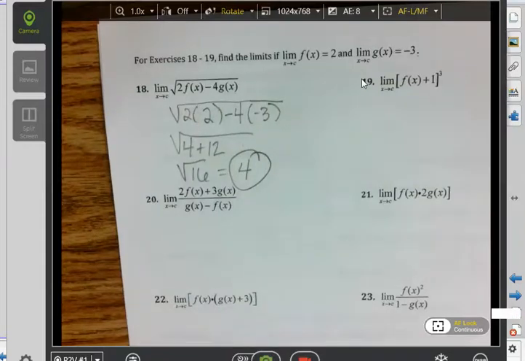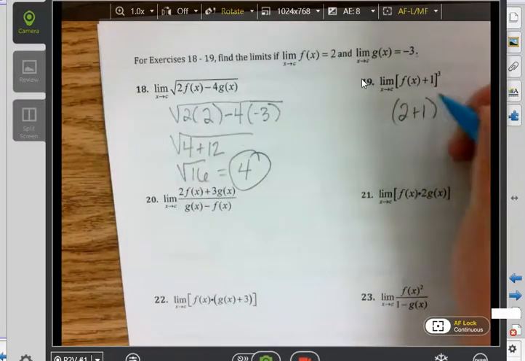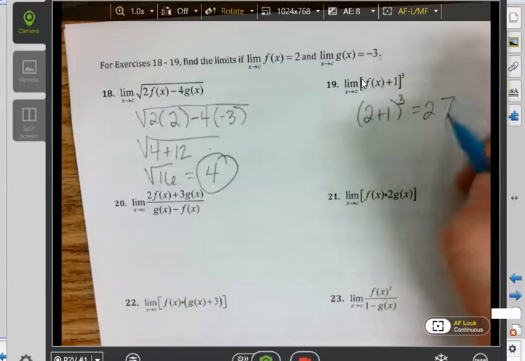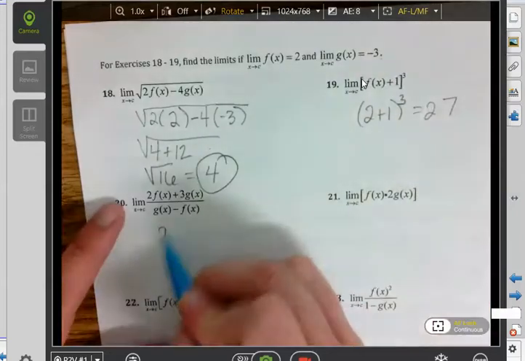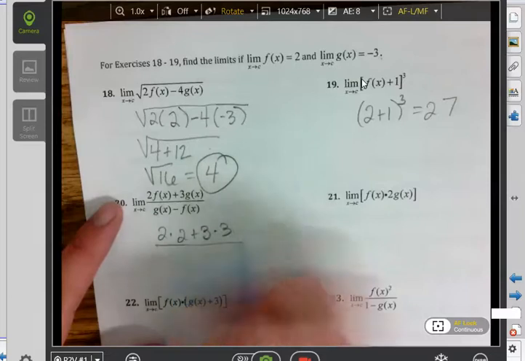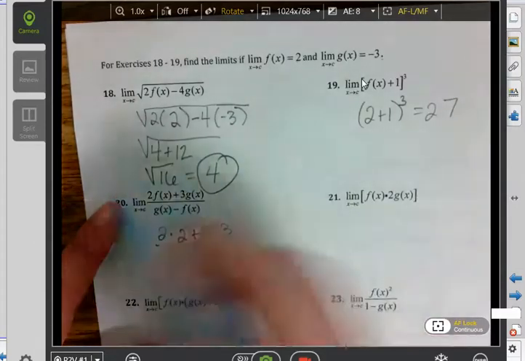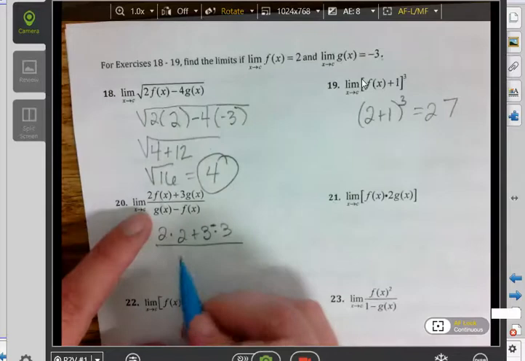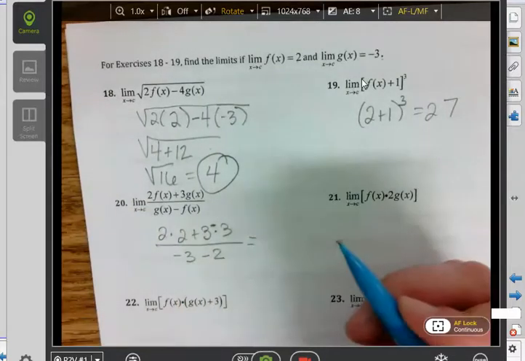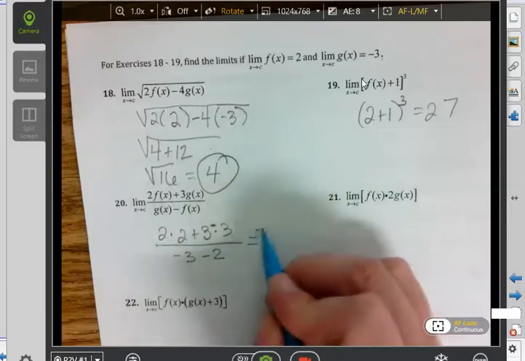All right, number 19, we're going to plug in 2. 2 plus 1 to the 3, what did you guys get? 27. All right, this one I have 2 times 2 plus 3 times 3. Oh, negative 3, right? And then negative 3 minus 2. So I have 4 plus negative 9 is negative 5.